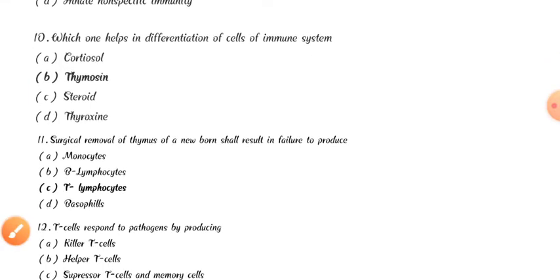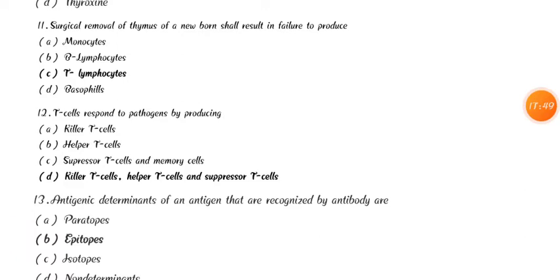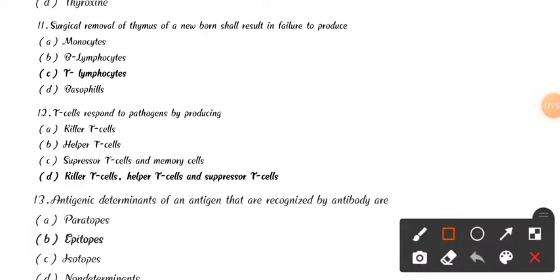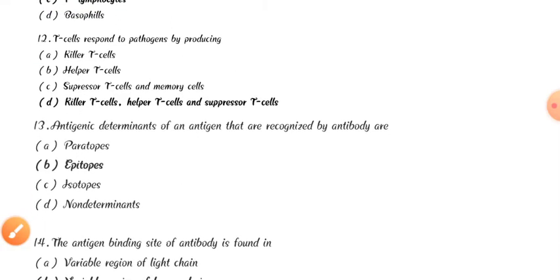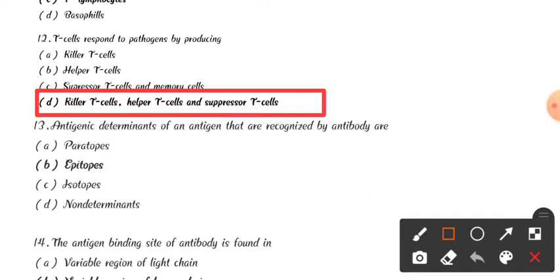Now next question: which one helps in differentiation of cells in the immune system? Option B, that is thymosin, is the correct answer. Now question number 11: surgical removal of the thymus of a newborn shall result in failure to produce option C, that is T lymphocytes, the correct answer. Now question number 12: the T cell responds to pathogen by producing option D, that is killer T cells, helper T cells, and suppressor T cells, the correct answer.